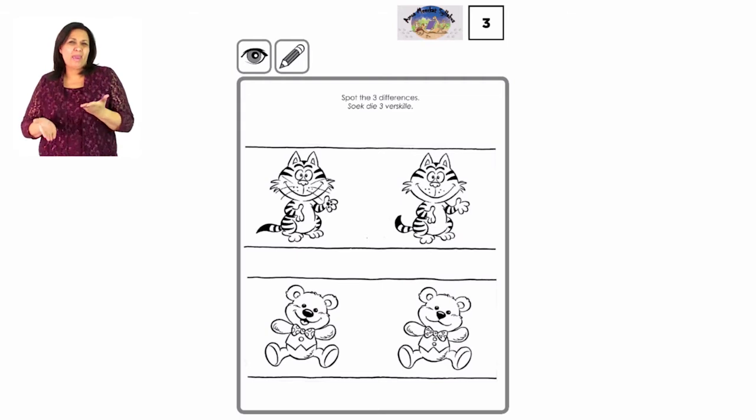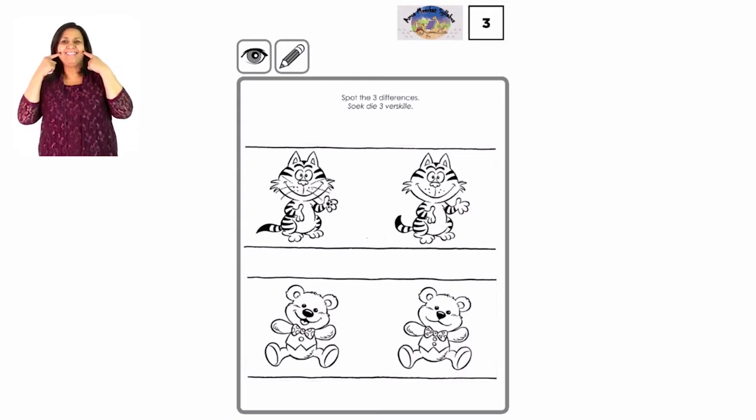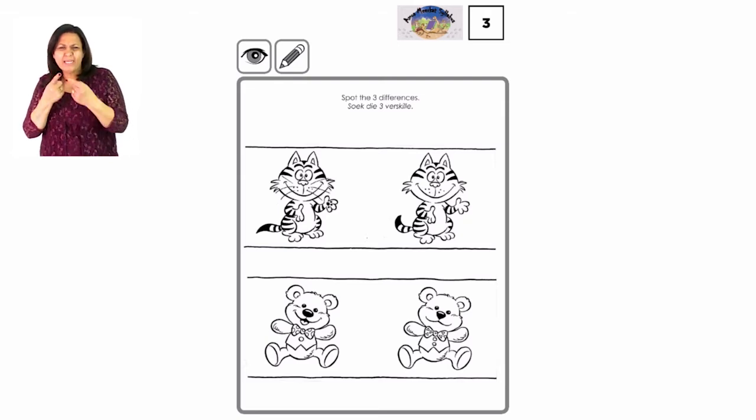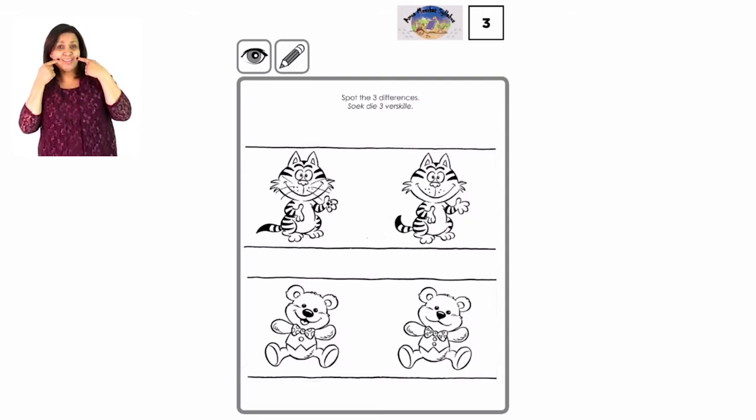Now it is your turn to look at the teddy bears that are below the tigers. They are standing right next to each other. Actually, they are seated next to each other, and both of them are smiling. But they are different in 3 ways. I would like you to look carefully. Look at the ears, look at their eyes, look at the nose, look at the smiley face.